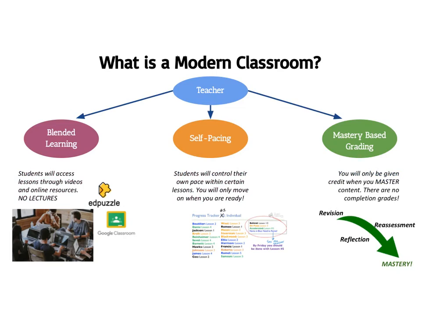Okay, so what is a modern classroom? A modern classroom is when the teacher uses blended learning, self-pacing, and mastery-based grading. So blended learning means that is what we're doing right now. It's when you're accessing the lesson through videos and online resources. So I'm not going to stand at the front of the room and lecture. You're going to access most of these videos on Edpuzzle, and the links will be on Google Sites, on our Google Classroom site, or the Google site for our classroom, sorry.